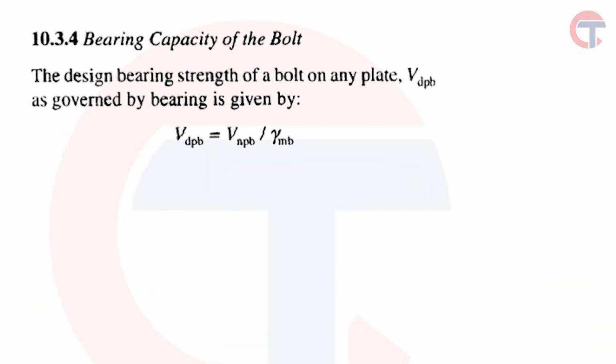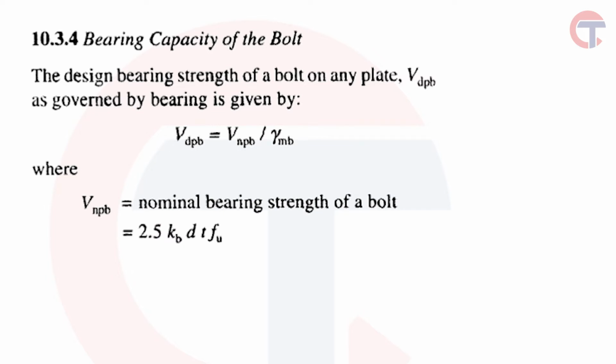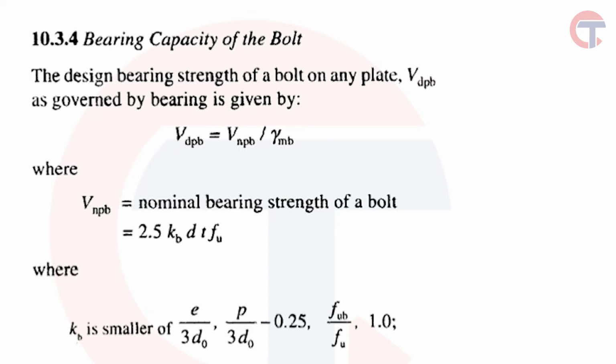This is the formula by which we can calculate the bearing capacity of the bolt. VDPB is equal to VNPB divided by gamma MB, where VNPB is nominal bearing strength of a bolt. And the formula for VNPB is 2.5 into KB into D into T into FU, where KB is smaller of E by 3D0, P by 3D0 minus 0.25, FUB by FU and 1.